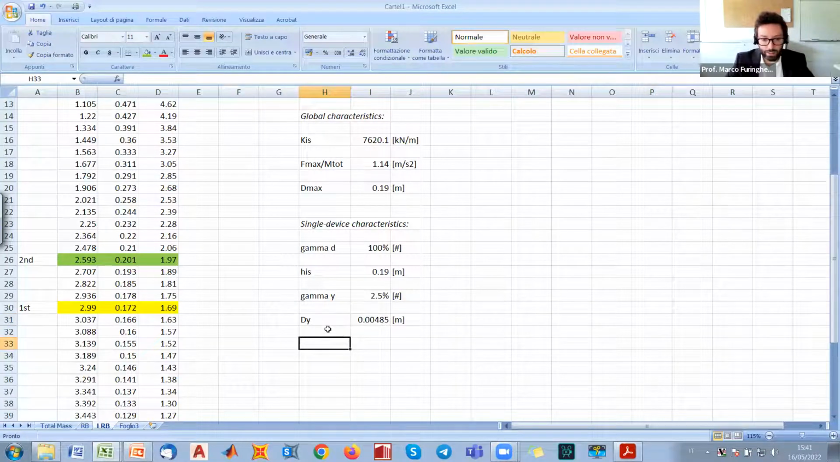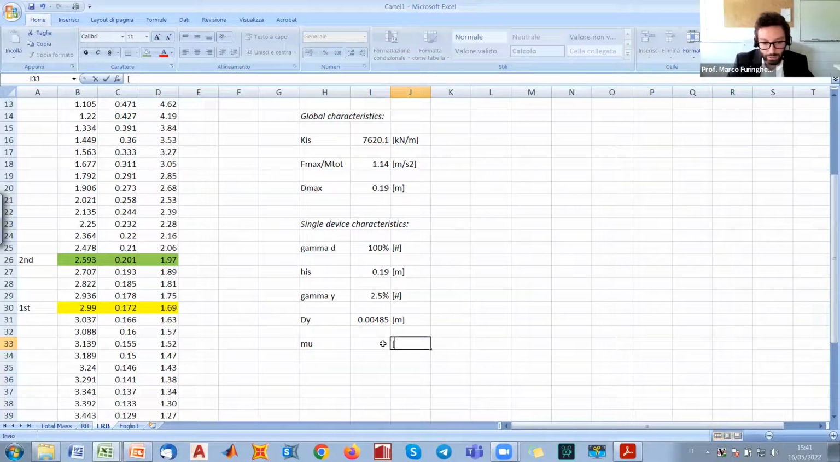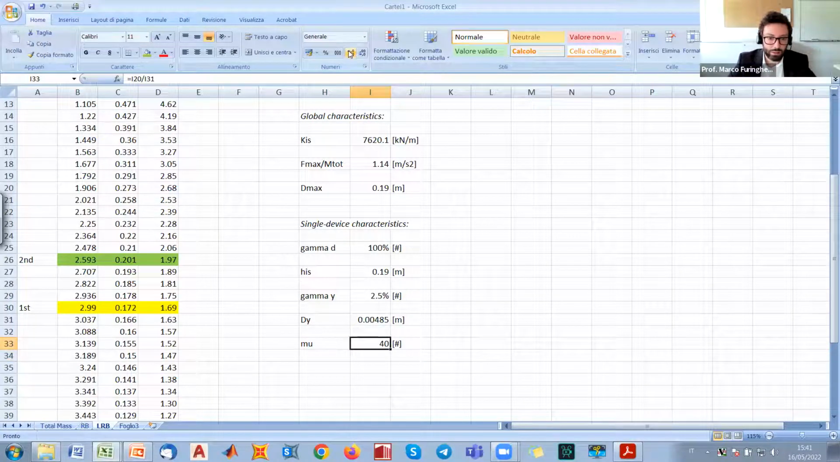And then since we have the maximum displacement and the yielding displacement, we can compute the ductility. The displacement ductility, which is just a pure number, is the max divided by dy. So you see we have 40, which is a huge number, but we have always to remind that the yielding displacement is very low. This is the reason why we get such a value.